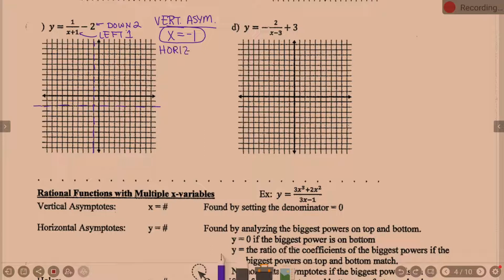Now let's talk horizontal asymptote, please. Horizontally, where'd my graph go? It went down 2. So my horizontal asymptote, since it went down 2, has to do with -2. Where's that? Where are we crossing through? We're crossing through -2 on the y-axis. So my horizontal asymptote is y equals -2. Vertical will always be an x equal number. Horizontal will always be a y equals number.